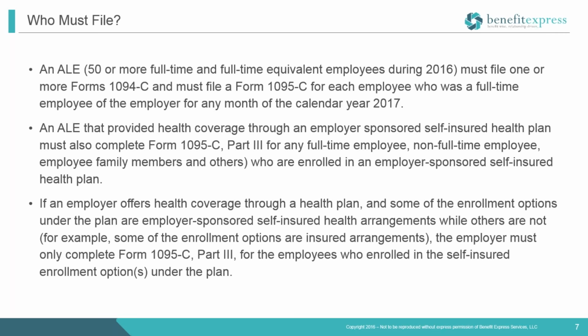if you're self-insured. So if an employer offers health coverage through a health plan and some of the enrollment options under the plan are under employer-sponsored self-insured programs, and some are insured, just make sure that the forms are completed according to the coverages involved. In some situations, you may have to complete Part 3. In other situations, you may not have to complete Part 3 because the insurance company is giving the employee a 1095B. So please understand that, and that makes it get complicated.